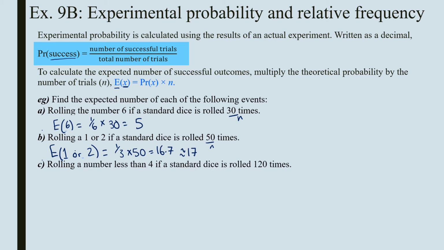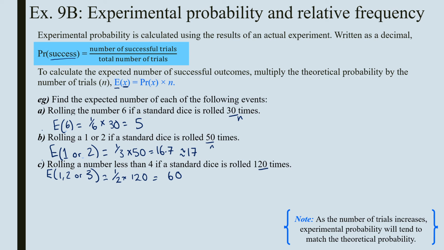And finally, we're going to calculate the expected number of rolling a number less than 4. So we're looking at rolling a 1, 2, or 3. Okay, now that's 3 out of 6, or 1/2 of the possible outcomes. Okay, and we've got 120 as our number of trials, so 1/2 of 120 is 60. So I would expect to roll a 1, 2, or a 3 on 60 of those 120 occasions.